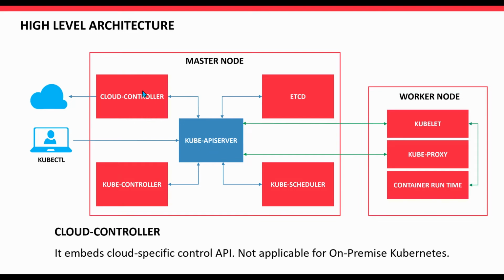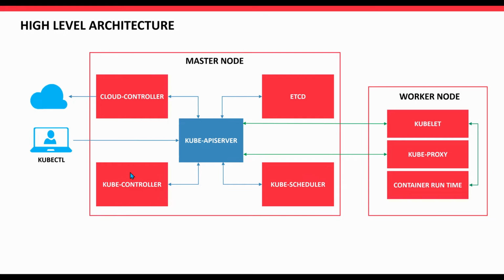Cloud controller. It is specific to the cloud. If you deploy Kubernetes in AWS, you have the ready-made API to connect to the cloud, same for Azure and GCP. Now, we saw all major components of the master node. Let's see what we have in the worker node.